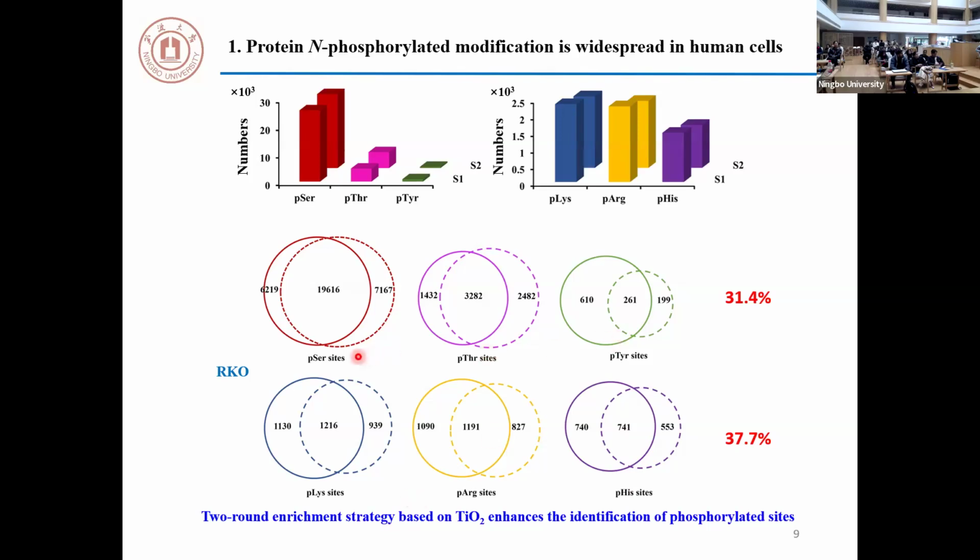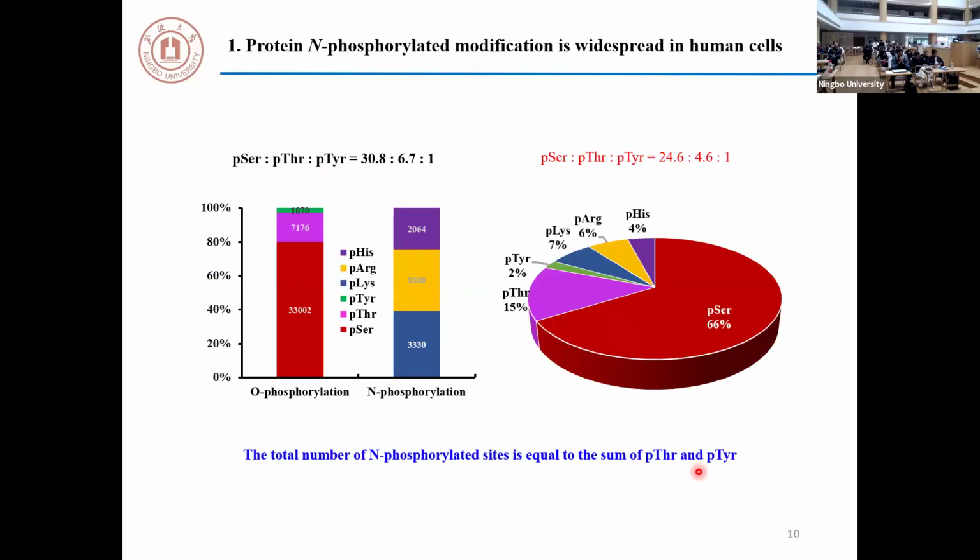As the results show, the numbers of phosphopeptides enriched in the first round and second round were comparable and largely overlapped. Most importantly, the two-round enrichment significantly enhanced the identification of phosphorylation sites. About 30% new sites were identified in the second round enrichment. In total, we identified over 8,000 nitrogen phosphorylation sites.